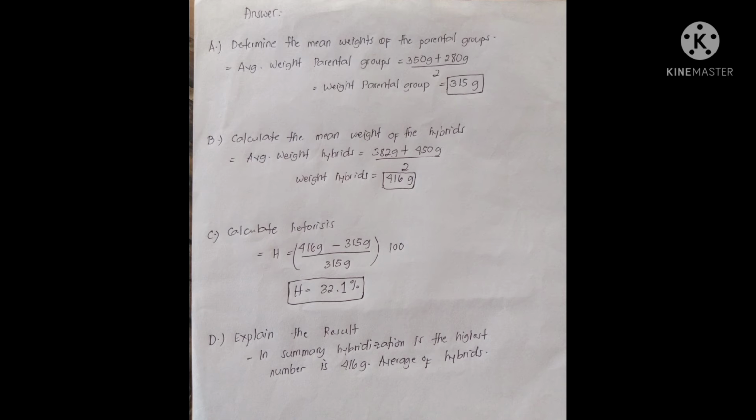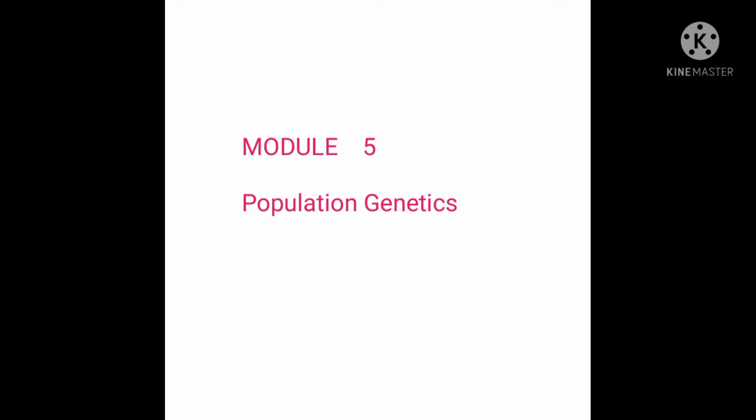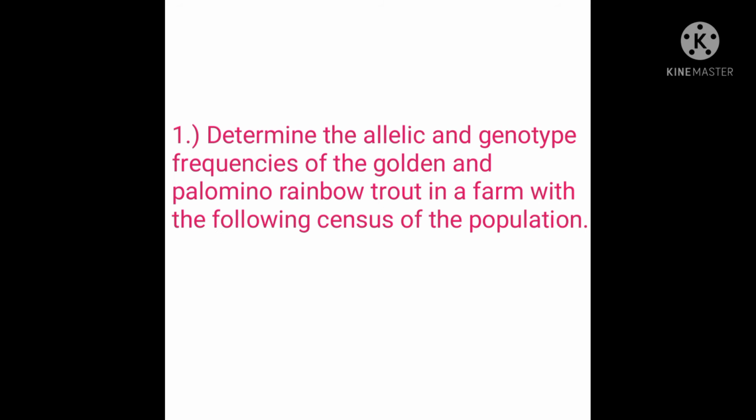D. Explain the result. In summary, hybridization gives the highest number, which is 416 grams average of hybrids. Module 5, Population Genetics. Number 1. Determine the allelic and genotype frequencies of the golden and palomino rainbow trout in a farm with the following census of the population.